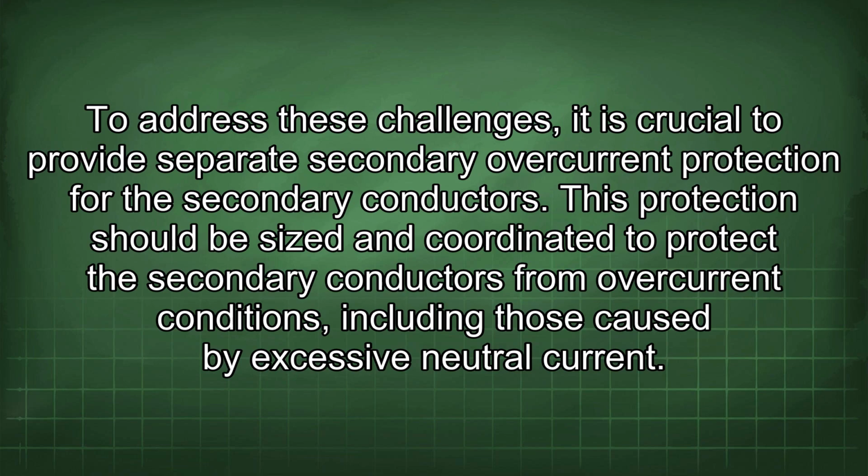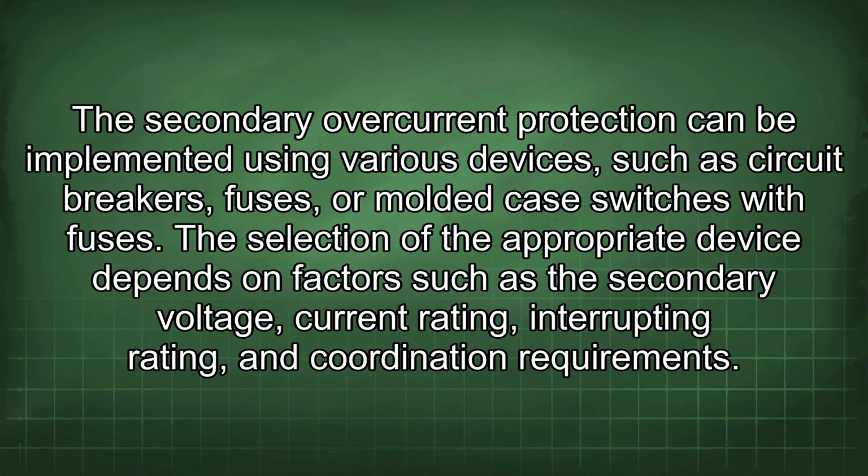To address these challenges, it is crucial to provide separate secondary overcurrent protection for the secondary conductors. This protection should be sized and coordinated to protect the secondary conductors from overcurrent conditions, including those caused by excessive neutral current. The secondary overcurrent protection can be implemented using various devices, such as circuit breakers, fuses, or molded case switches with fuses. The selection of the appropriate device depends on factors such as the secondary voltage, current rating, interrupting rating, and coordination requirements.